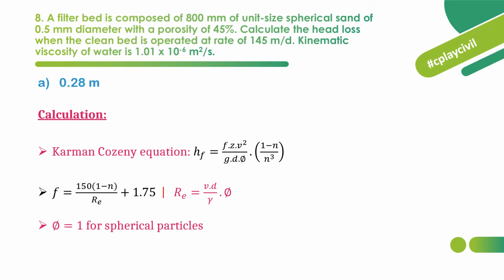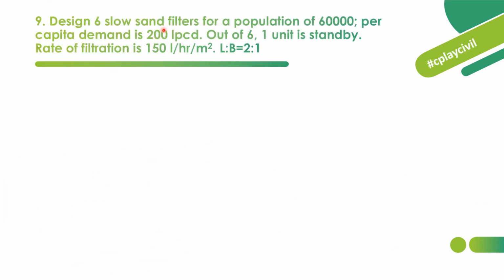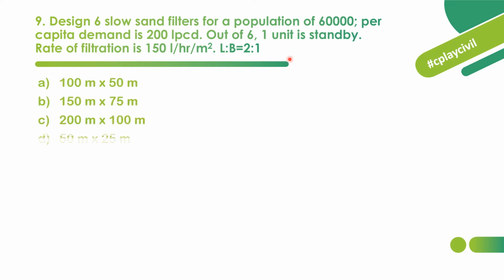Now let's move on to the next question. Design 6 slow sand filters for a population of 60,000. The per capita demand is given as 200 liters per capita per day. Out of 6 slow sand filter units, 1 unit is standby. The rate of filtration is given as 150 liter per hour per meter square. The L to B ratio is given as 2:1. Designing means we have to find the dimensions of the filter unit, so we have to find the length and breadth. They have given the length and breadth ratio as 2:1. Accordingly, we have to calculate the length and breadth values after finding the area of each unit.